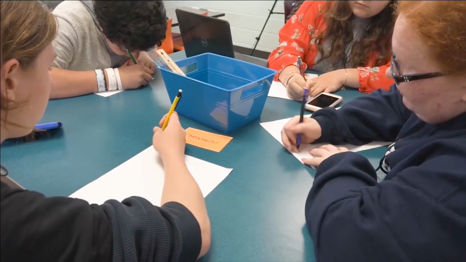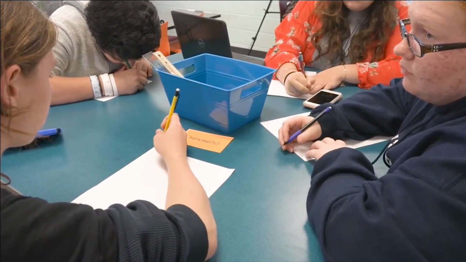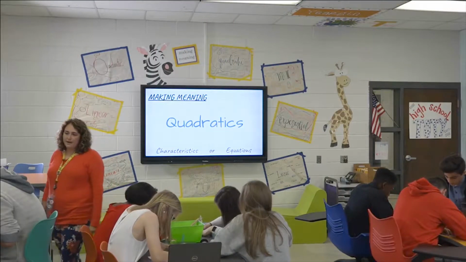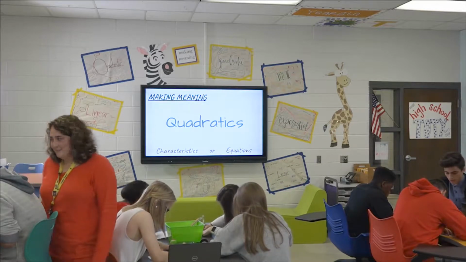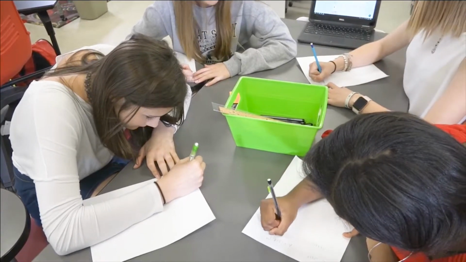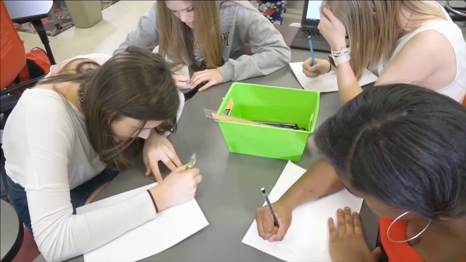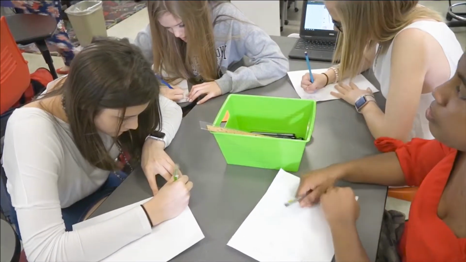If you have the characteristics, write down as many of the characteristics as you know. If you have equations, put down any type of equation for a quadratic that you know. It doesn't have to be in a straight line. It can be anywhere on your paper, however you want it to be. 10 more seconds.